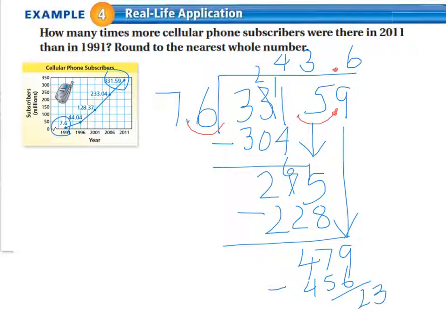Now if I were dividing all the way through till there was no remainder, I would need to bring down another 0 and continue on. But this says round to the nearest whole number because we're talking about subscribers, so whole people. I can see right here that I have 43.6. That's 6/10. 6/10 is larger than half of a person, which would be 5/10. So I'm going to round that to 44. 44 times more people subscribed in 2011 than in 1991.